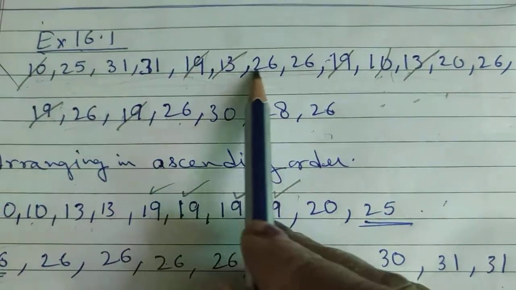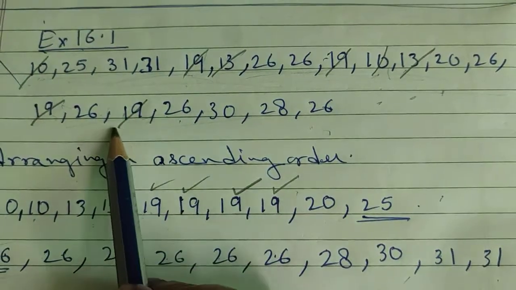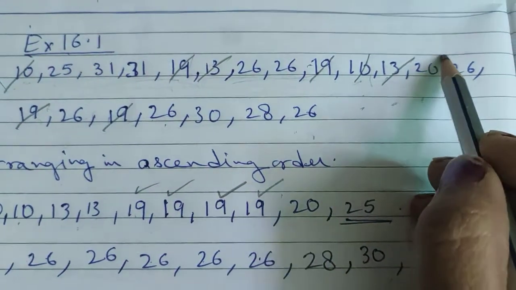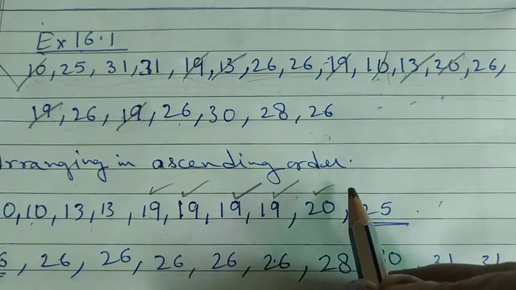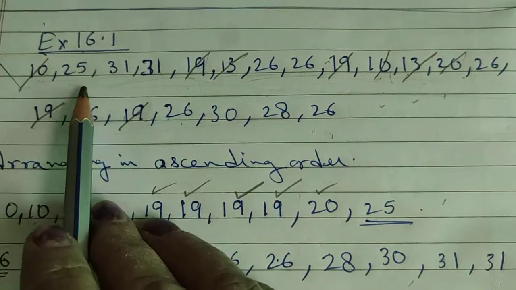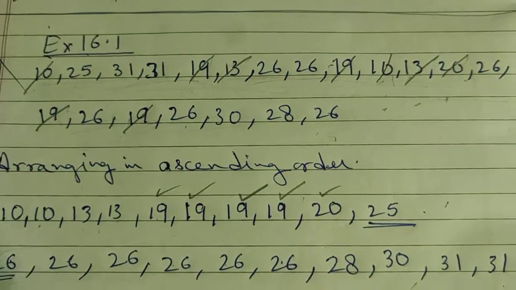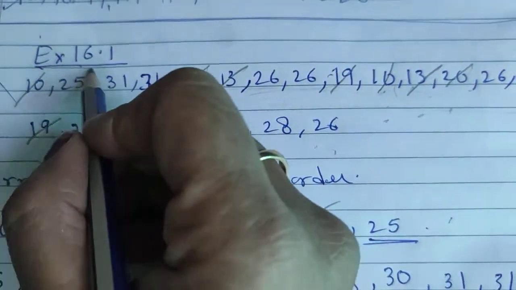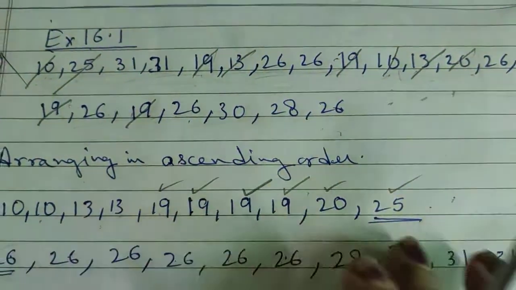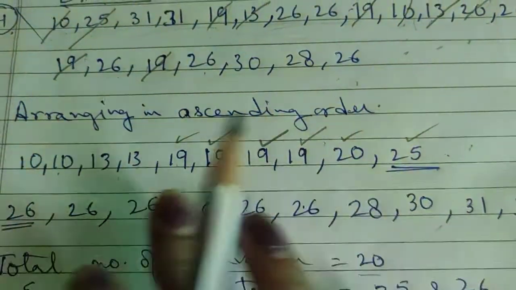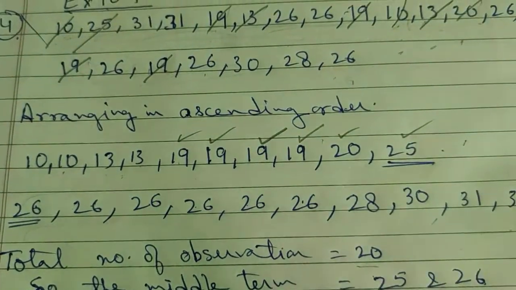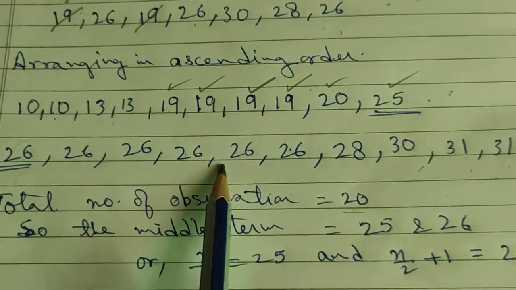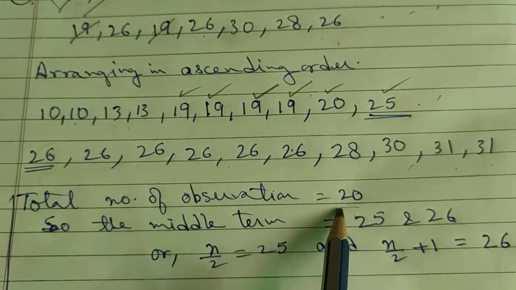Similarly, after 19, let's see which number comes. Yes, we have 20 here, so I have written 20 here. Now after 20, let's find the number. It's 25. So I cut the 25 here, and this is the way I have arranged the figures in ascending order. Now we have to count how many observations there are. If you count, you will find there are 20 in total. The total number of observations is 20.